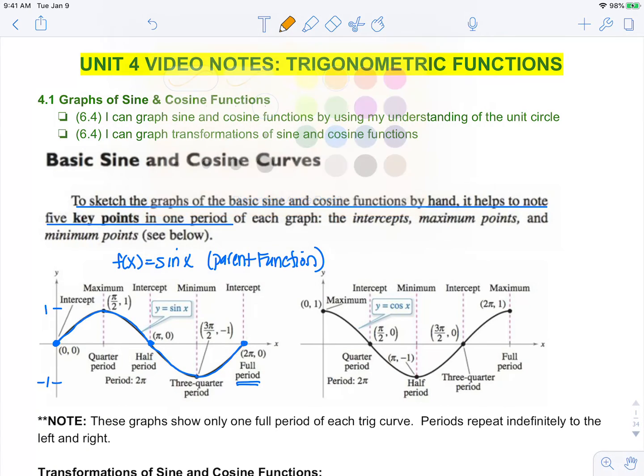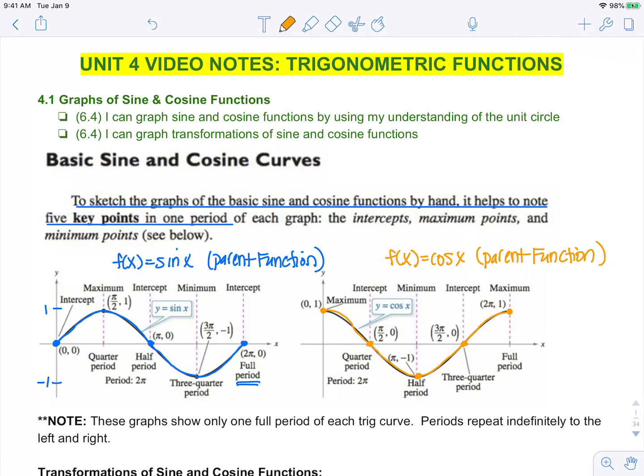So the same goes with cosine. If I have f of x equals cosine x as my parent function, I use the unit circle to determine some points of interest. Now, using the unit circle, we know that at 0, cosine is 1. At pi over 2, it's 0. At pi, it's -1. At 3 pi over 2, cosine is 0. And at 2 pi, cosine is 1. So cosine curves will always have this same shape in one period using its parent function.